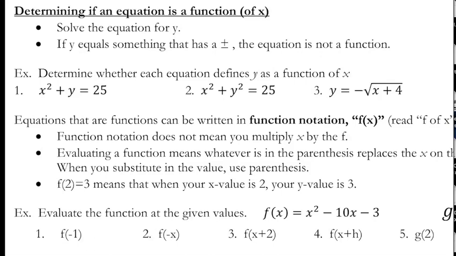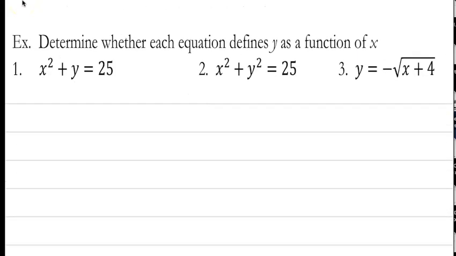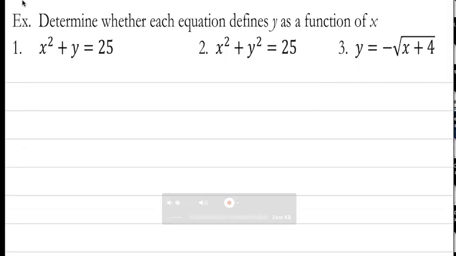So we're going to cover 4 examples. And let's get started on those 4 examples. So the first example, we have x squared plus y equals 25. So I'm going to solve for y.